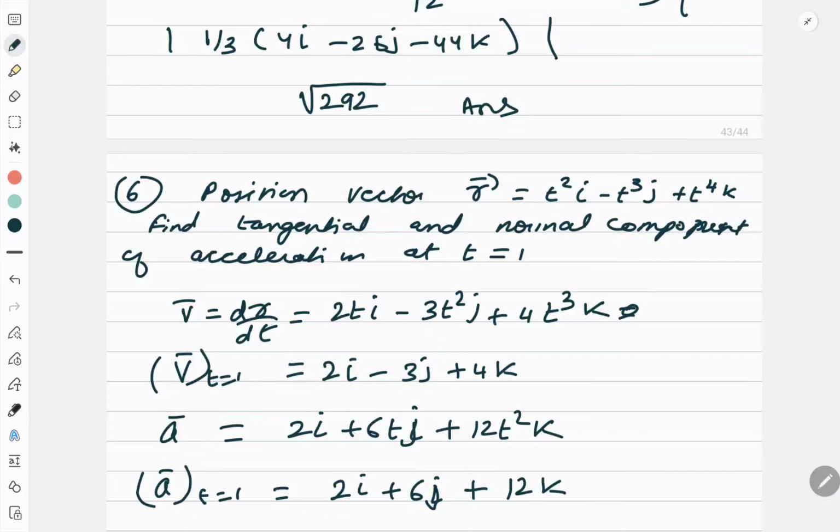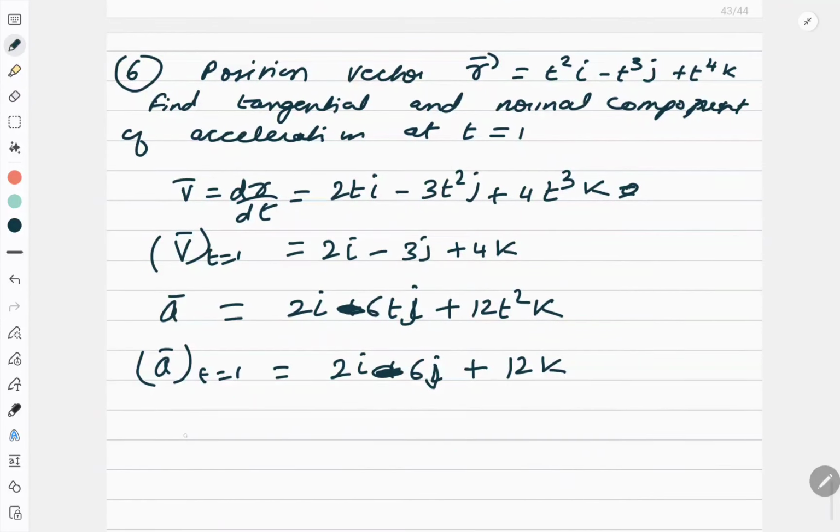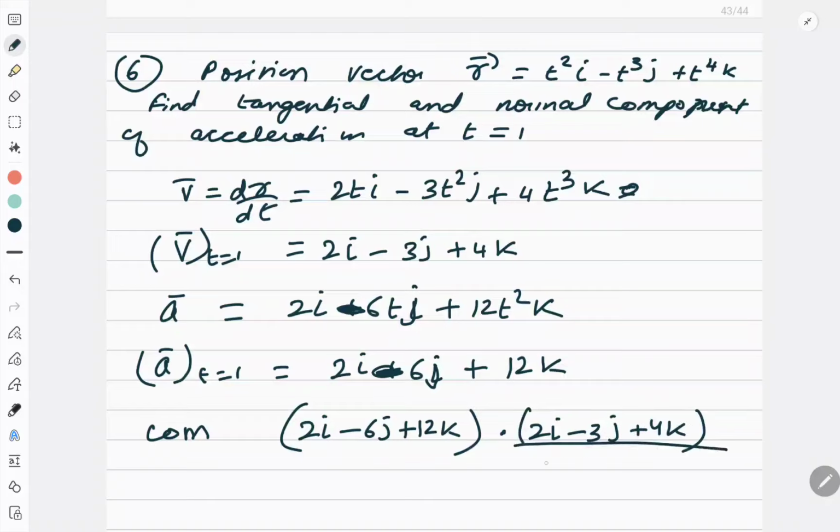Okay. So now this is minus, why I wrote this plus, this is minus. Okay. So now I got this. Now the next thing what they are asking, tangential component. Tangential component means the component of acceleration in direction of tangent. In direction of tangent means what? In direction of velocity. So the tangential component will be 2i minus 6j plus 12k. That is the acceleration. Dot unit vector for velocity means 2i minus 3j plus 4k upon under root of 4 plus 9 plus 16.